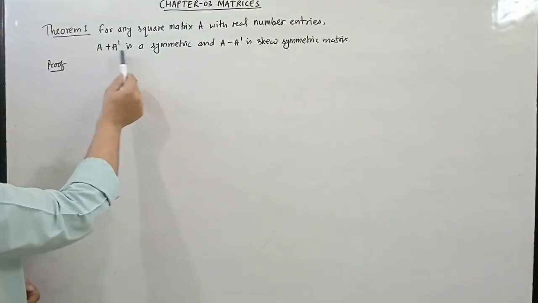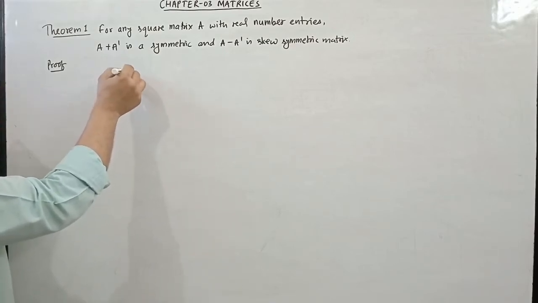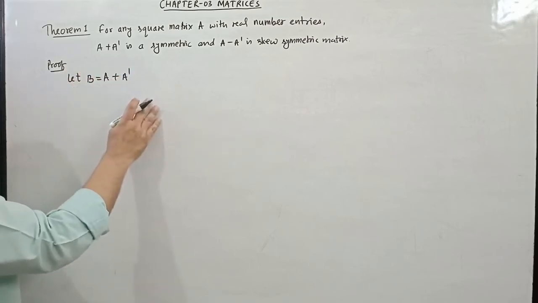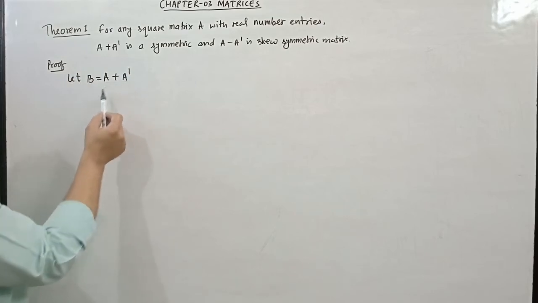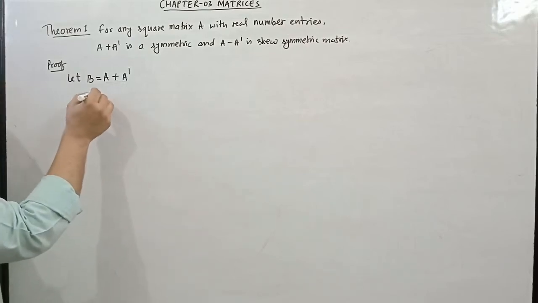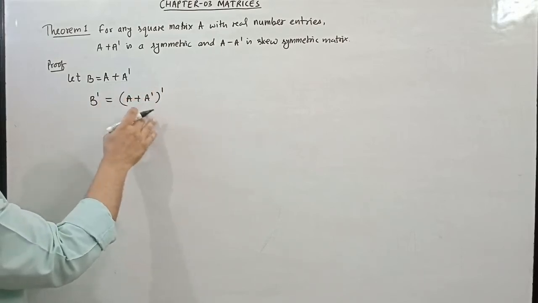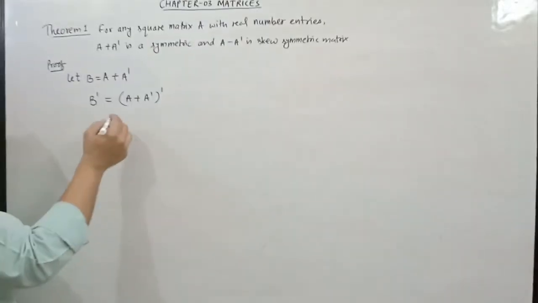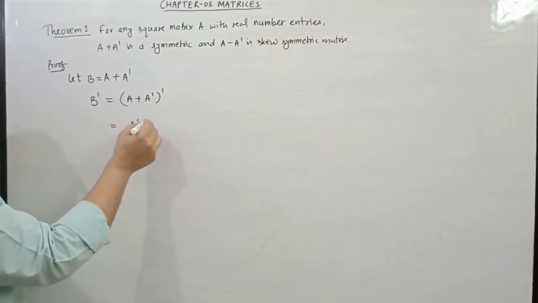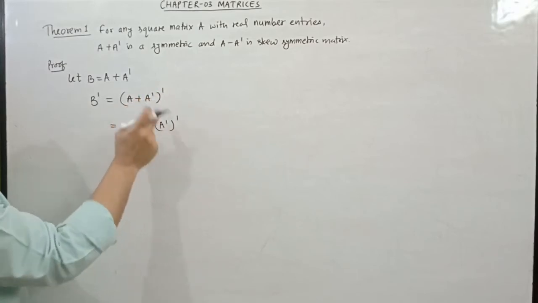So let's prove first that A plus A dash is a symmetric matrix. To prove A plus A dash is a symmetric matrix, let us suppose matrix B is equal to A plus A dash. Now this B matrix, that is A plus A dash, will be symmetric only when its transpose is equal to itself. So now let's take its transpose. So B dash is equal to A plus A dash whole dash. Now you have seen in the properties of transpose of a matrix that transpose is distributive over addition, so it will come on both the matrices. So here we have A dash plus A double dash.